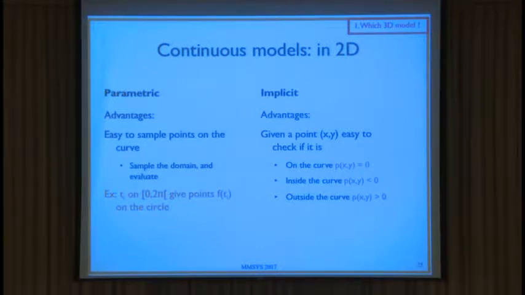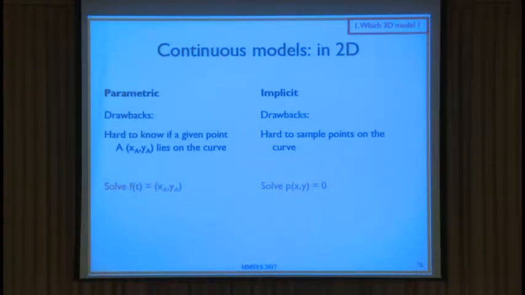What are implicit models good for? If you take a point in the plane, I take a point x y, I can very easily decide if it's on the circle. I plug it into the equation and I look if it equals 0. Or I can even know if it's inside the circle or outside the circle. Conversely, it's very hard to do the same thing with a parametric model.